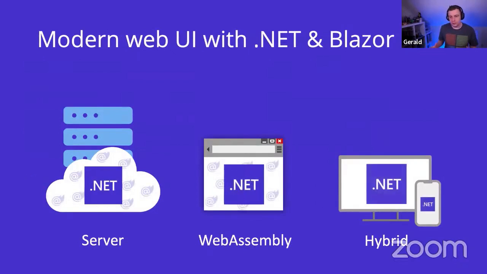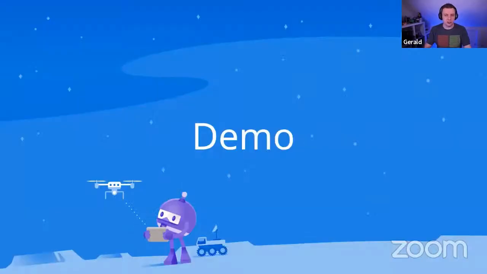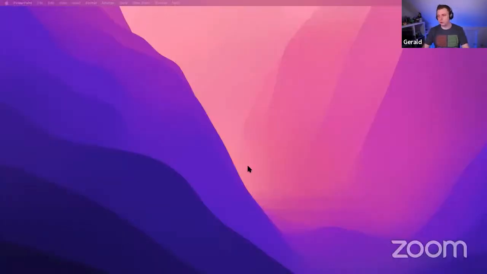So like I already said, we now have not just the server and WebAssembly, but we also have the hybrid approach. So that's something that I'm going to talk about in the next section. But first, let's hop into another little demo, which is basically showing you what a typical Blazor application looks like for the people who don't know that.